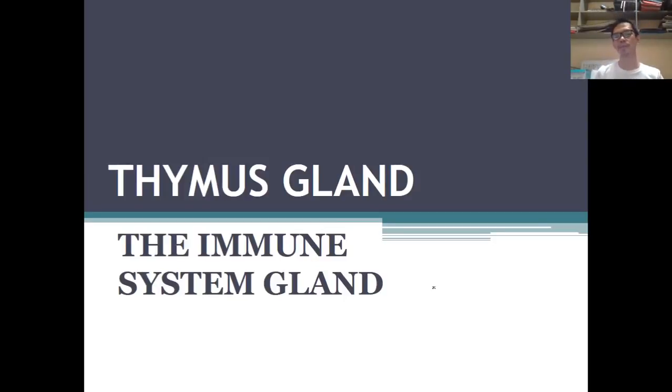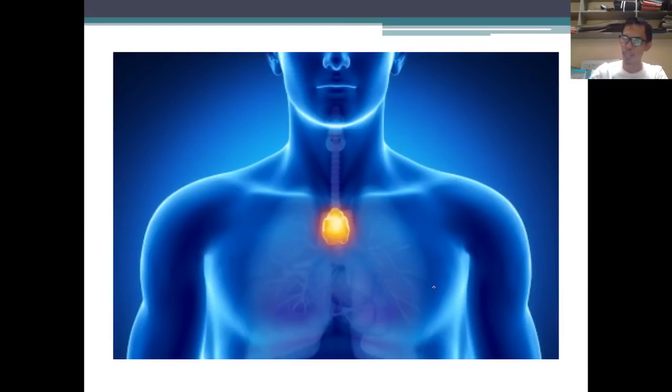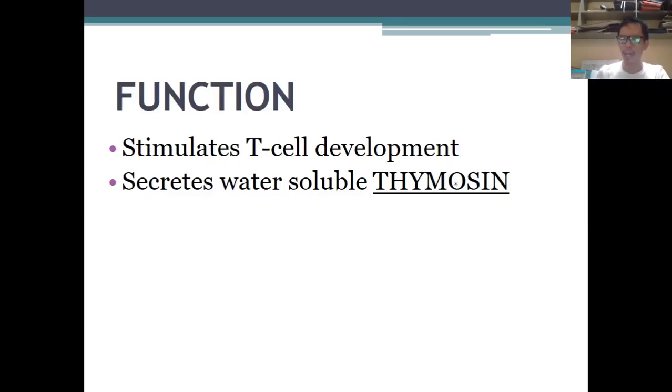This gland, or this organ, is designed for the body's defenses. It is located in between the lungs, and anterior to the heart. What it does is it stimulates T-cell development. If you're not familiar with T-cells, they are related to the formation of immune system defense.